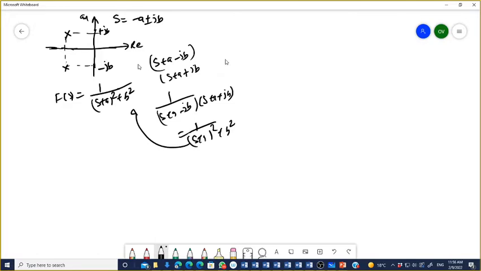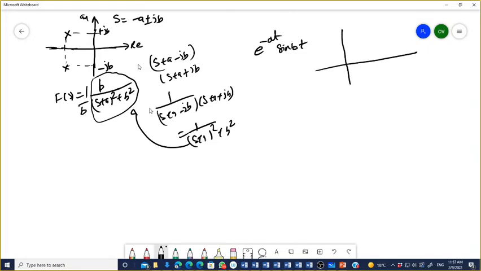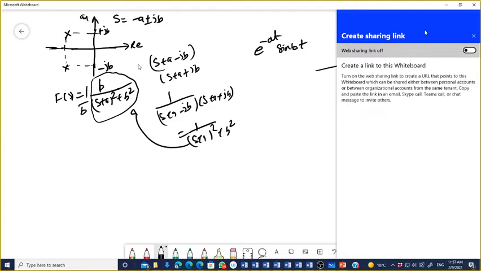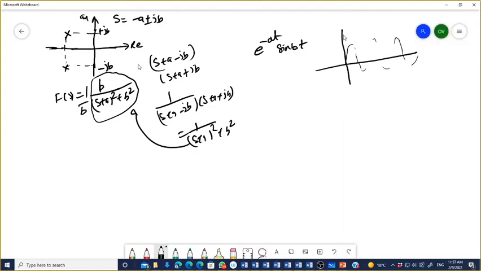And what is the Laplace inverse of this function? If you multiply it by b and divide by b, then it becomes e to the power minus at sine of bt. Am I right? Yes or no? So the sine function will be like this, and the e to the power minus at is like this.